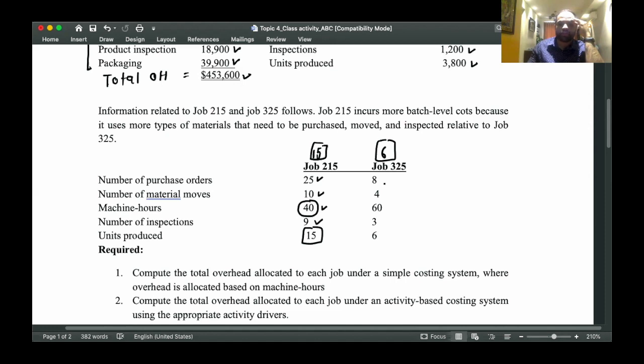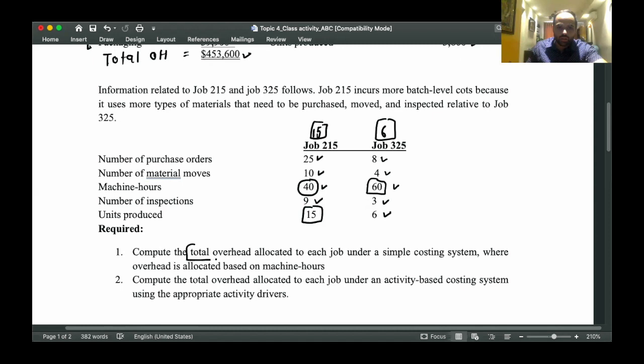For job 325 it is 8, 4, 60, which is your machine hour. 3 inspection, 6 is a unit produced. All right. So now you have to calculate total overheads for each job. Each job, not each unit. Each job means each one.